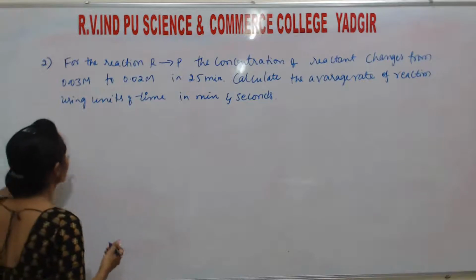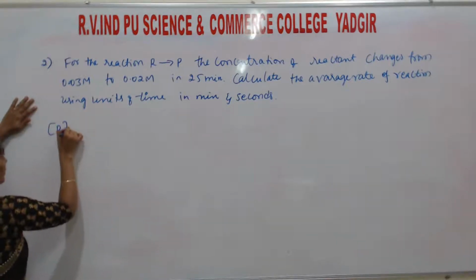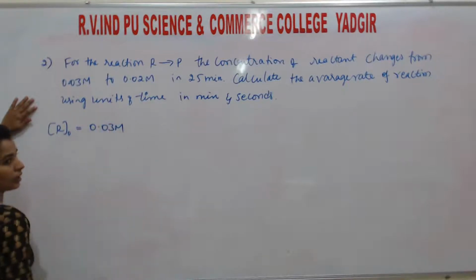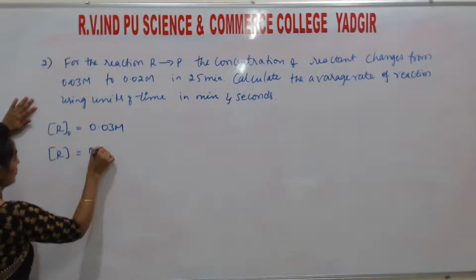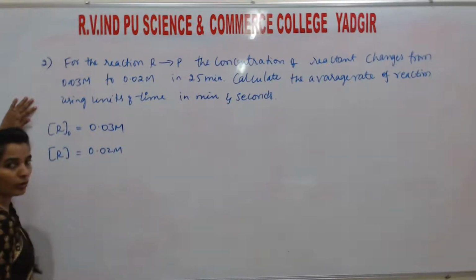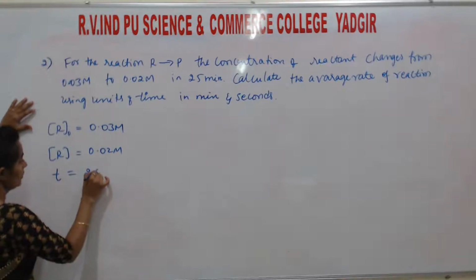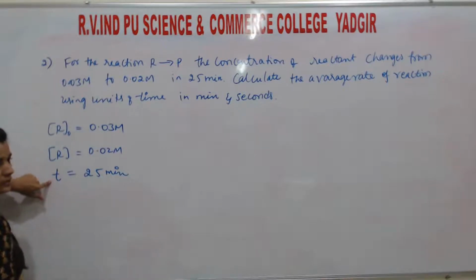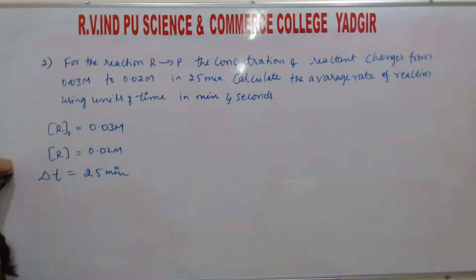Okay. So students, here the given values I will write first. R naught they given 0.03 molar and R they given 0.02 molar. Time they given 25 minutes. Initial is 0, final is 25 minutes. This is delta T.